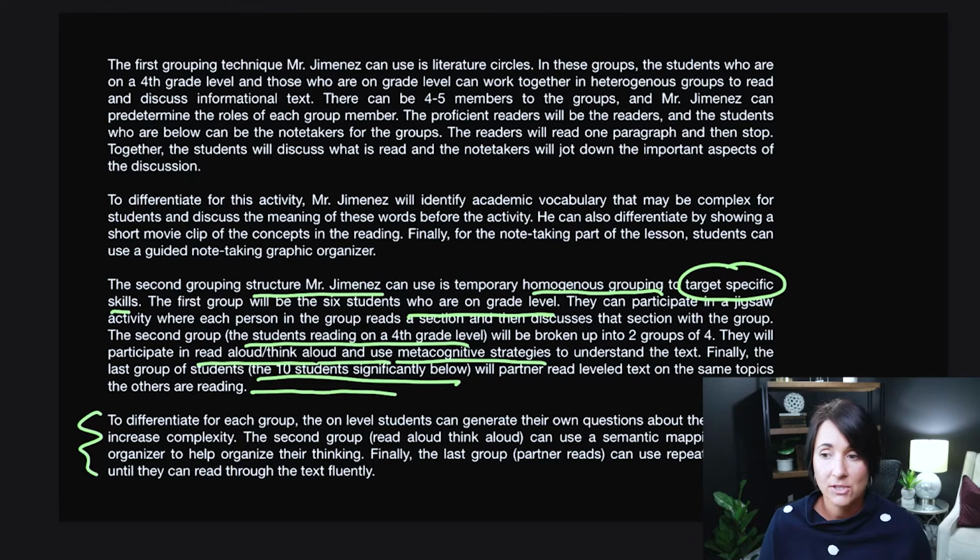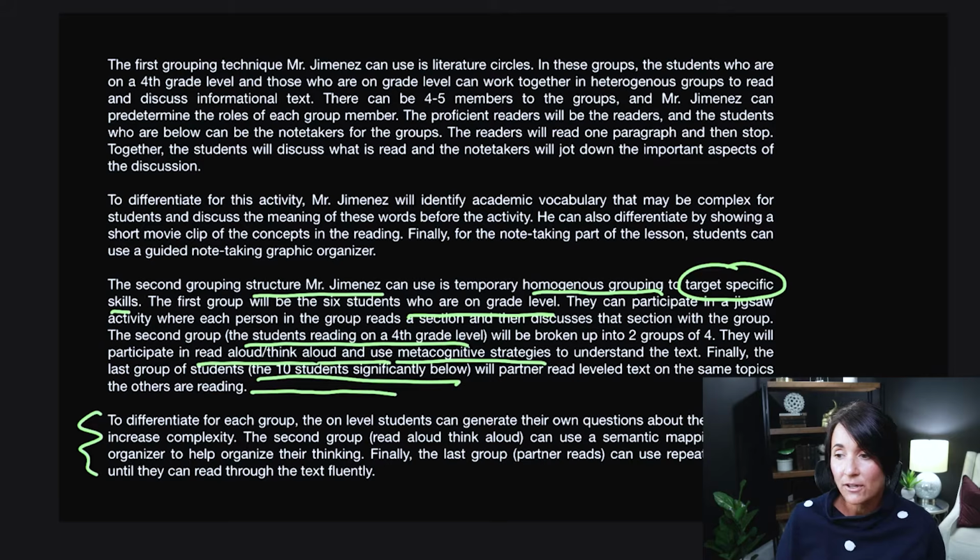All right, so my second grouping technique would be a homogeneous grouping technique where I have my on-level readers here, my 4th grade level readers here, and my significantly below grade level readers here. And I have an activity for each one, all right? Now, I'm going to talk about differentiation.